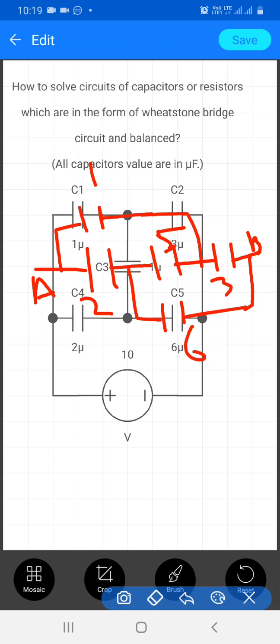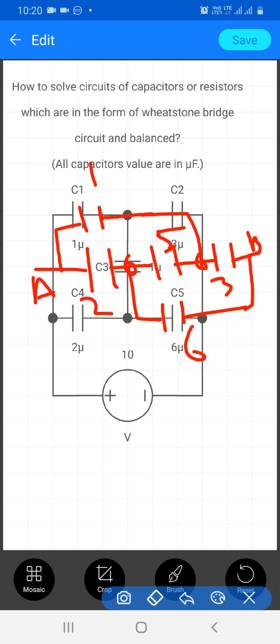So in the question, if it is given, first name the C1, C2, C3, C4, C5 etc. and see the condition. So product of capacitance opposite, check if equal, then no charge will flow here in this capacitor whatsoever be the value. It may be 5 microfarad, it may be 10 microfarad, 15 microfarad or any value.